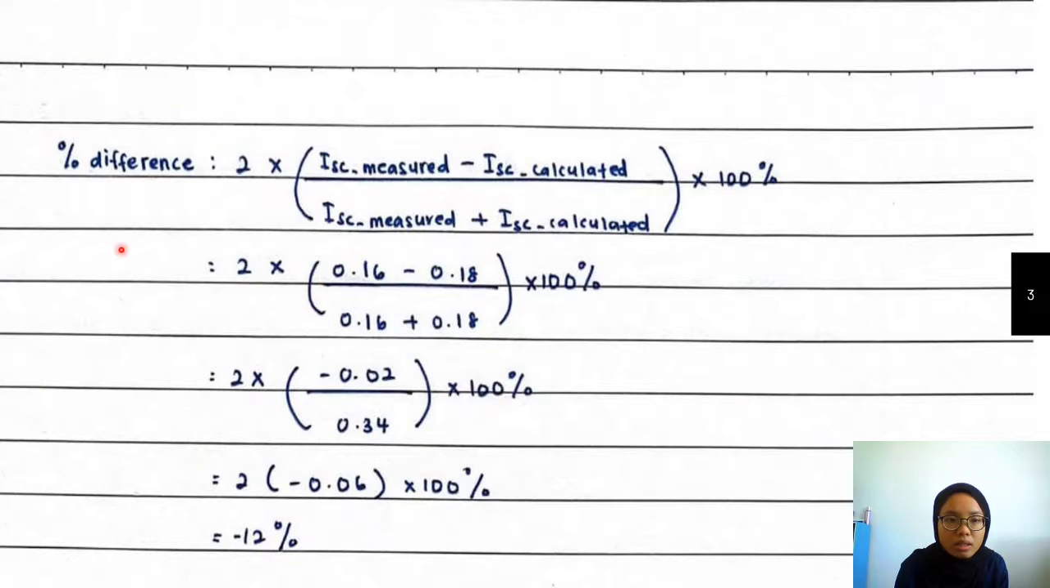Next, we calculate the percentage difference. Percentage difference is 2 times ISC measured minus ISC calculated over ISC measured plus ISC calculated times by 100%. So ISC measured as we got is 0.16 and calculated is 0.18. So we minus over plus times with 100%. So we got negative 12%.